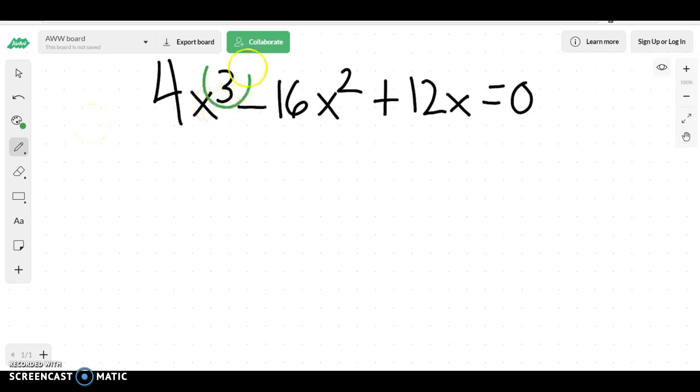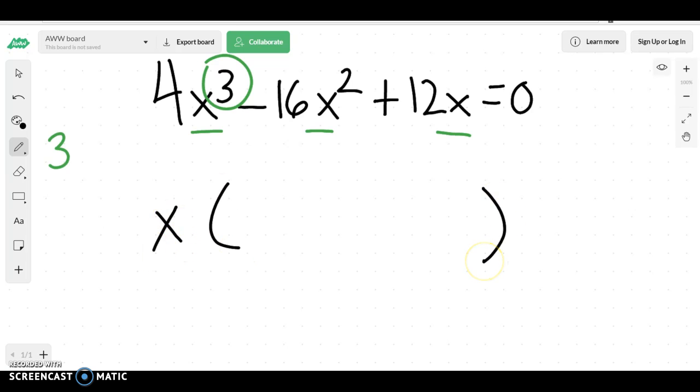First, this is the first time we've had a 3rd degree, so we should end up with 3 answers. And second, you should notice that every single term has an x. If every single term has an x, before the problem starts, we want to pull out what's common across everything. So we're going to take out an x from everything. And if you look at the numbers they all share is 4. So we should be able to take out a 4 with it. So I'll put a 4 on the outside here.